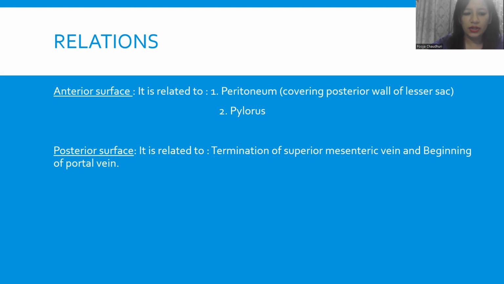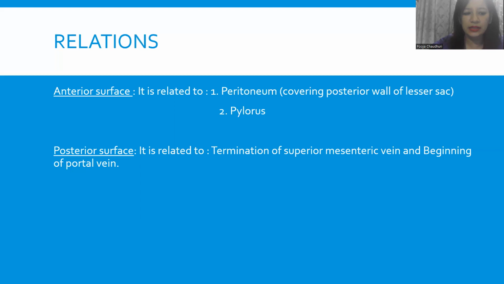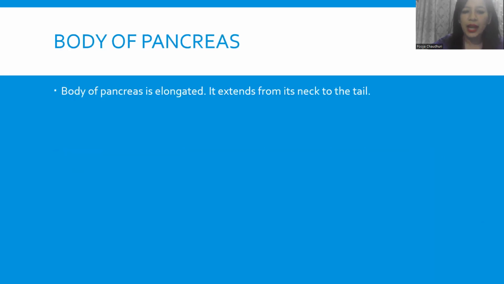Then we come to the anterior surface, as we have already discussed here. We can check the relations of the neck of the pancreas: the anterior surface is related to the peritoneum and pylorus, and the posterior surface is related to the termination of the superior mesenteric vein and the beginning of the portal vein.